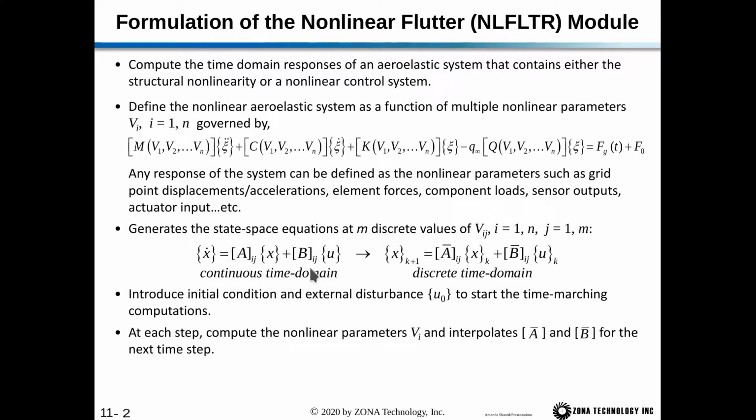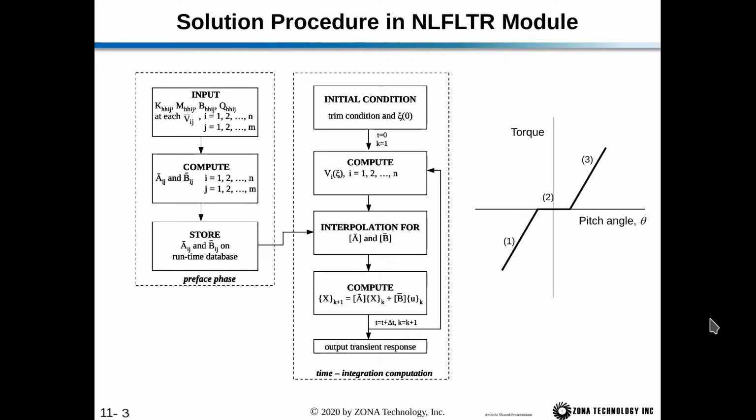So from the continuous time domain, we convert that to the discrete time domain. So now we have x at time step k plus 1 is A bar ij times xk plus B bar ij times uk. We also introduce the initial condition and external disturbances u0 to start the time marching computations, and at each time step we compute the nonlinear parameters V and interpolate A bar and B bar for the next time step.